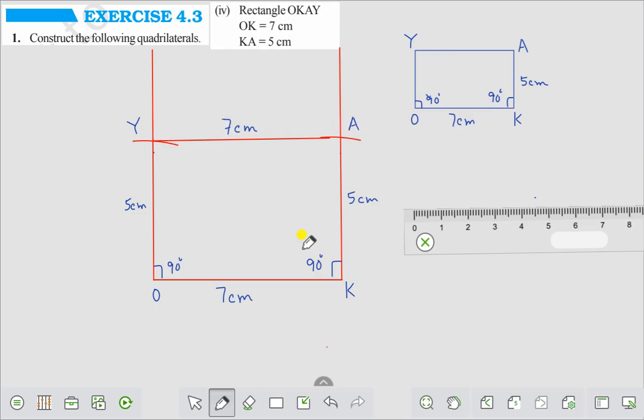Join this line. Here you see this is a rectangle. This is 90 degrees. This is 90 degrees. This angle is also 90 degrees. This is also 90 degrees. And these opposite sides are equal. Therefore, OY is equal to AK, that is 5 centimeter, and OK is equal to YA, that is 7 centimeter.